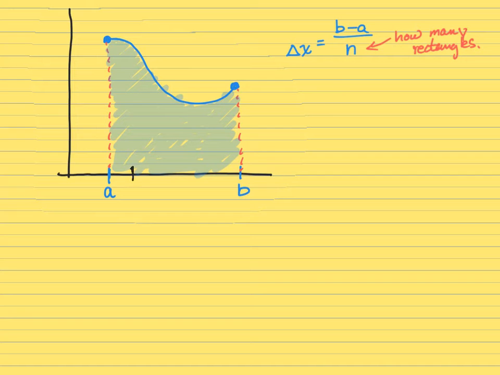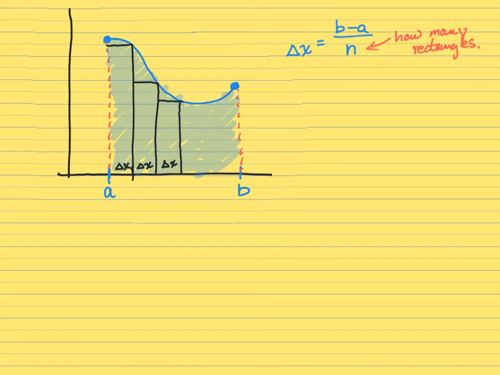Now let's draw this in here a little bit. Here's our first rectangle, and we're going to use the right end rule. So we go up, and then we go over, and this distance is delta x. Each of these rectangles is delta x wide, which we remember is b minus a over n. Now we're going to label these a little bit. We'll refer to this as the first rectangle, the second and the third, and then there would be more here.